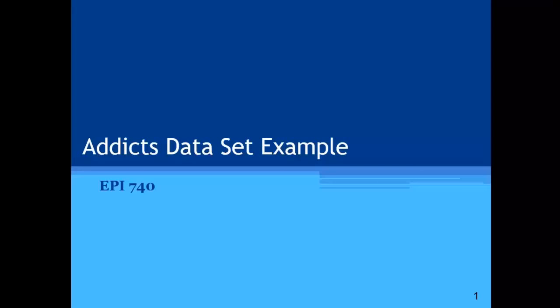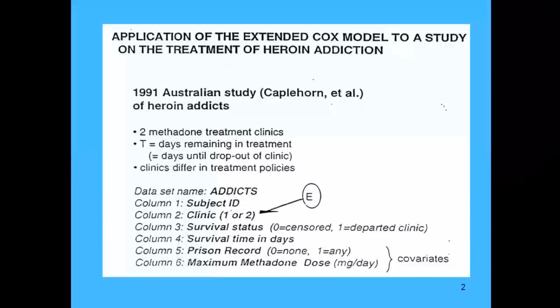studied are heroin addicts. Okay? This was a study that was done in Australia. It's a 1991 Australian study of heroin addicts. Okay? This is a real data set. Okay? And the person who did this study, John Kaplan-Meier, there were other people involved.